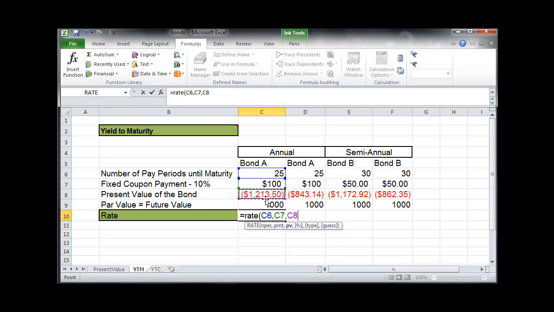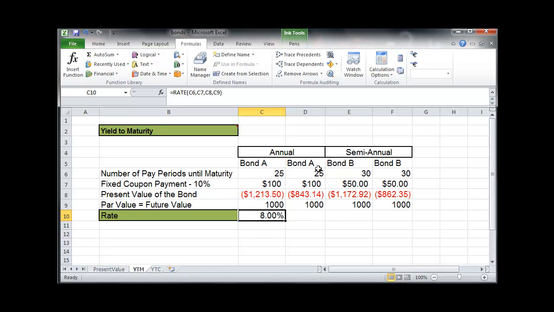Now it's got to be negative in Excel. If it's not negative in Excel or your calculator, it kind of confuses it. It doesn't understand that you are paying this much to receive these payments, or 25 of these payments, and the $1,000 future value. So I'll put that one in last. And if I close my parentheses, we should get back our initial 8%, and we sure do.